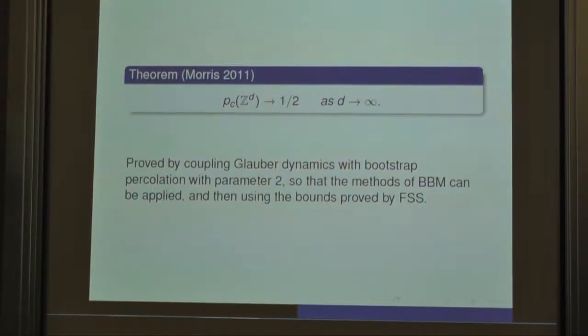And that is proved by coupling. It's only the basic idea I'm saying. You shouldn't think that on that basis you can reconstruct the proof, totally far from it. But still, at the bottom of it, there was a complicated coupling argument of Glauber dynamics and bootstrap percolation, so that our methods concerning the majority could be applied.